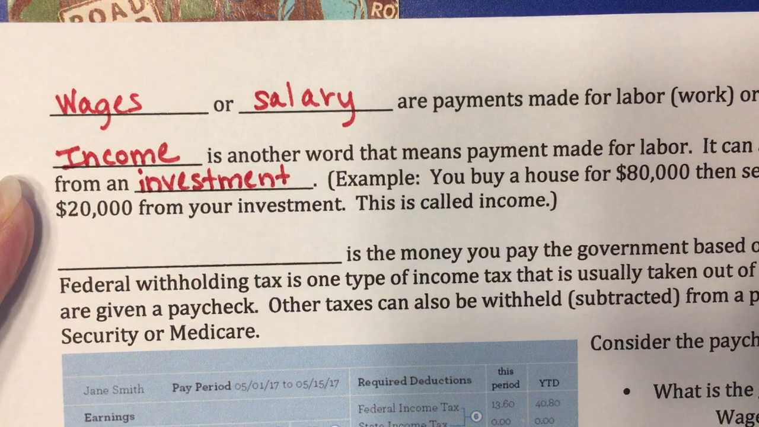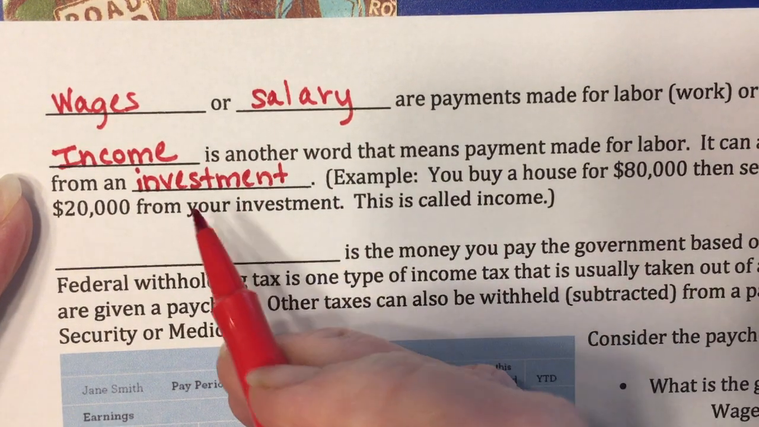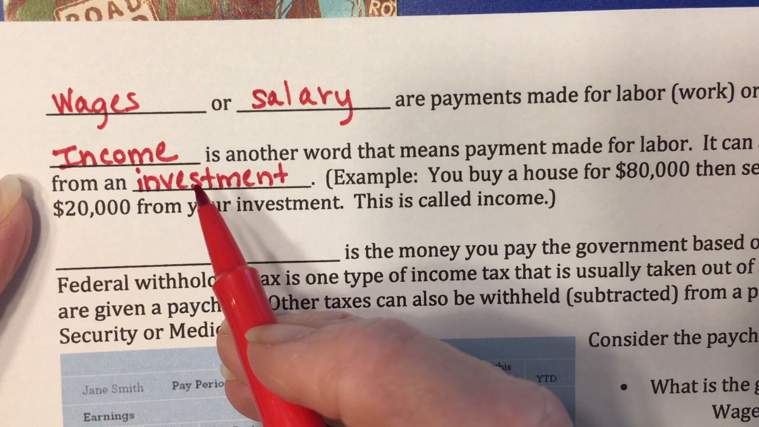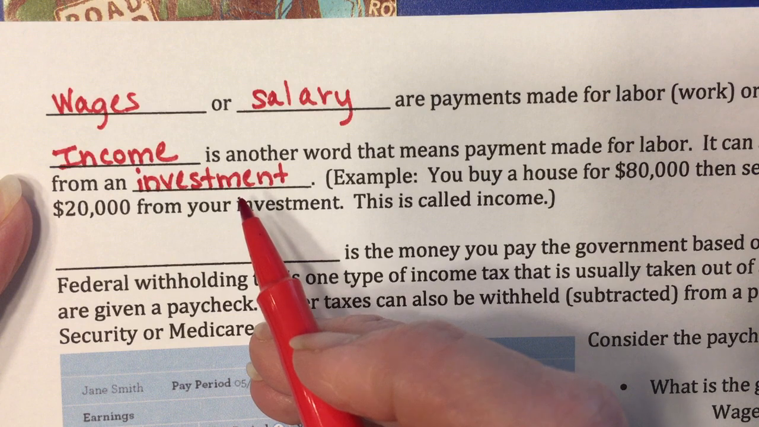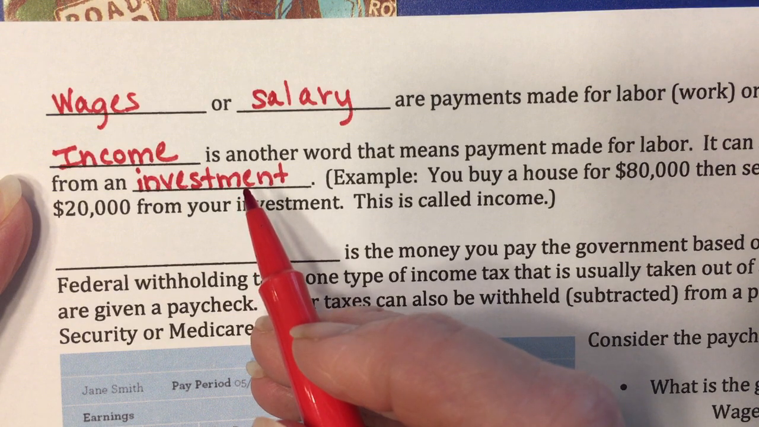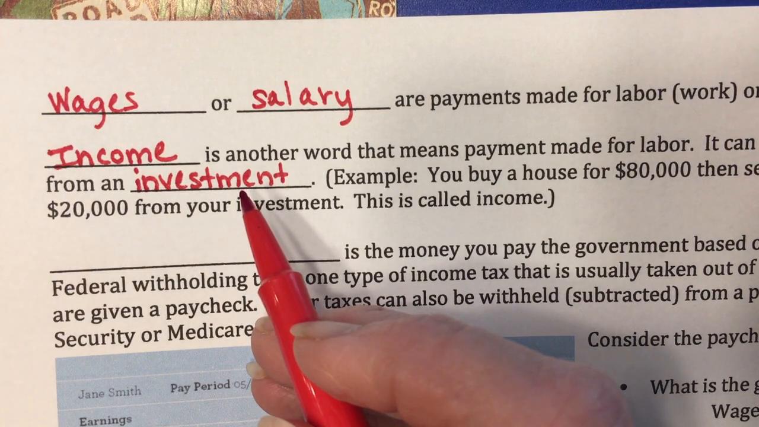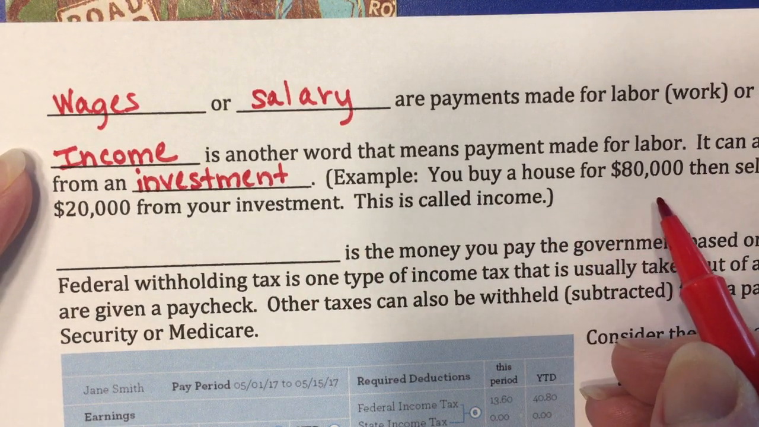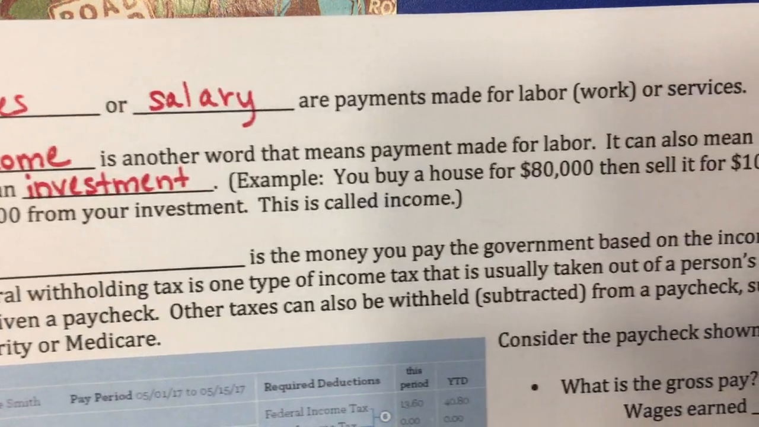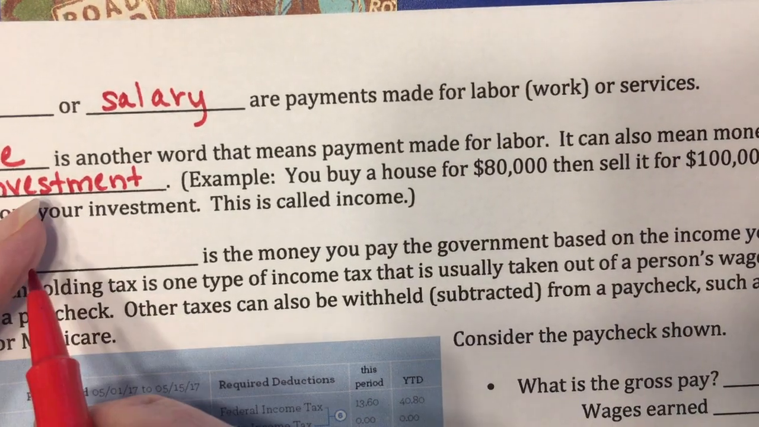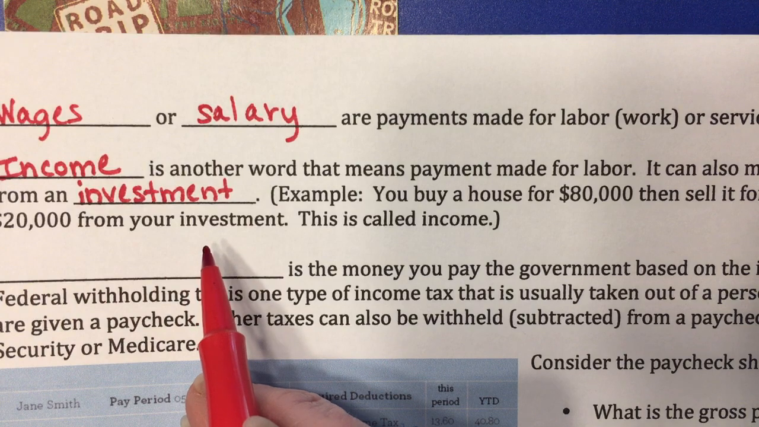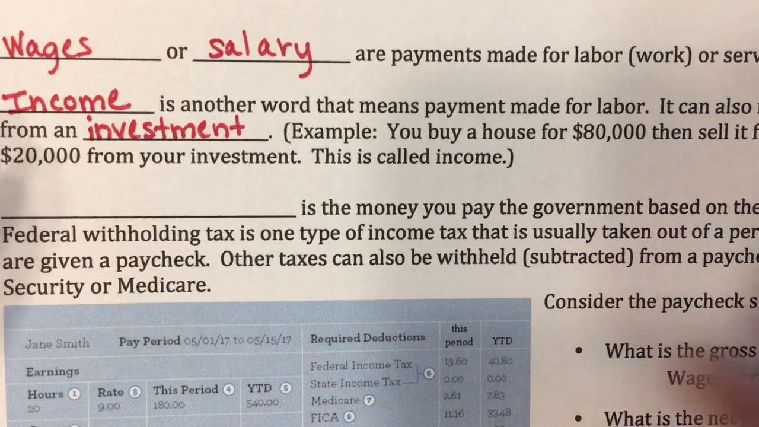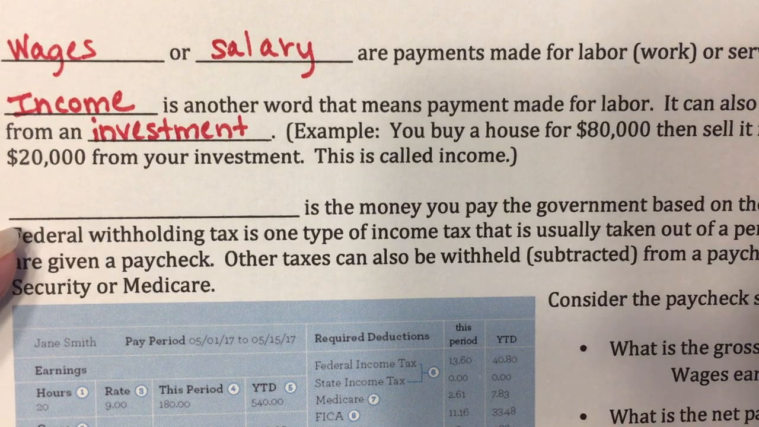All right, so wages and salary are just the money you earn from your job. Income could be money you earn from going to work and doing what you're supposed to do, but you might also get income from something like where you put your money in and then you get money back. That's also called income. So here's an example. If you buy a house for $80,000 and then you turn around and sell it for $100,000, you just made $20,000 from your investment. All right, so that would be called income. And income is always taxed, all right?